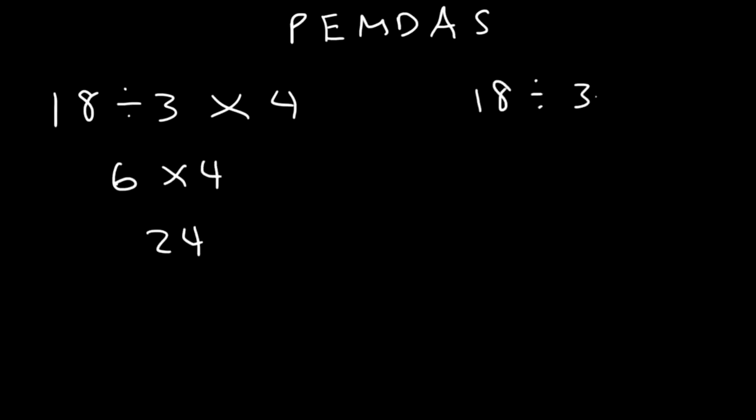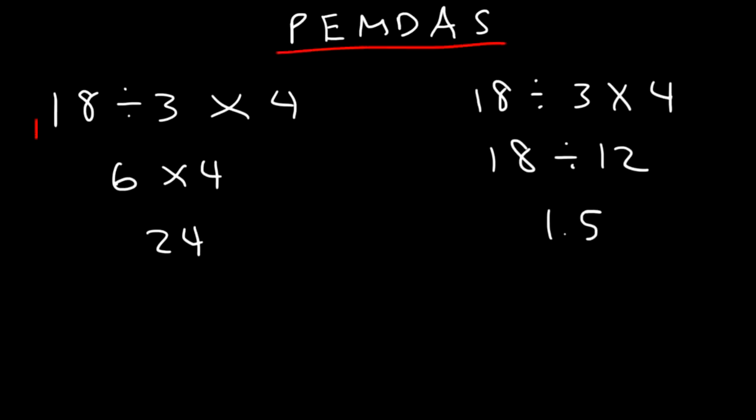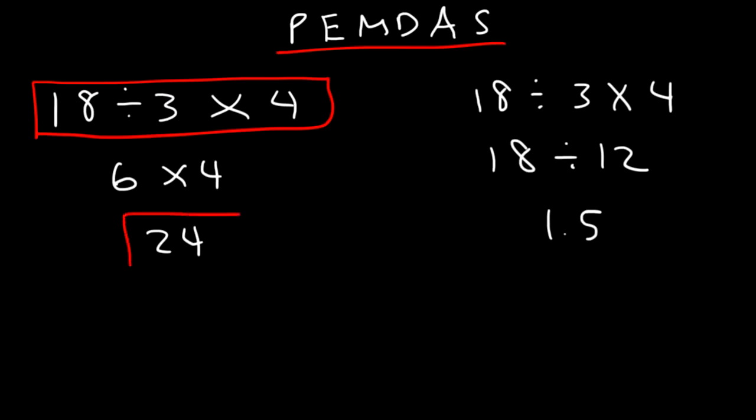Now what's going to happen if we multiply? 3 times 4 is 12. 18 divided by 12 is 1.5. Which answer is the correct answer? If you're not sure, take a calculator and type in exactly what you see. If you type in 18 divided by 3 times 4 in that order, it will give you 24. So this is the right answer. When you're dividing and multiplying, if you're dividing first and then multiplying second, go from left to right. In this case, it appears that division has more priority than multiplication.